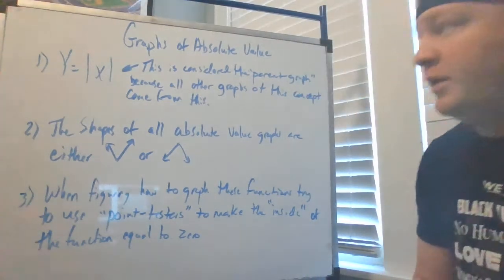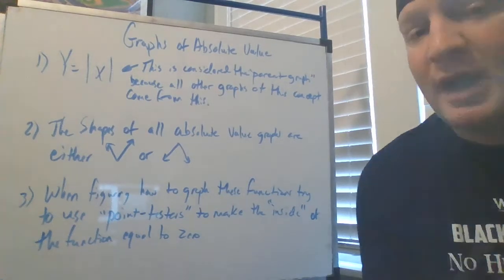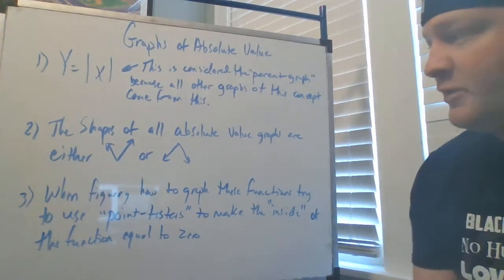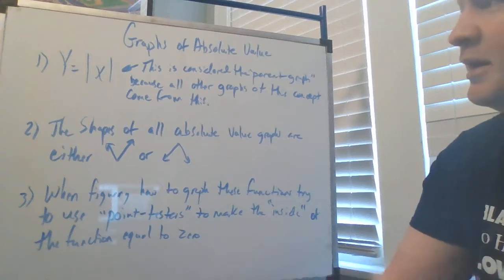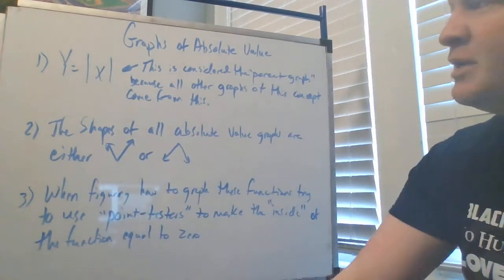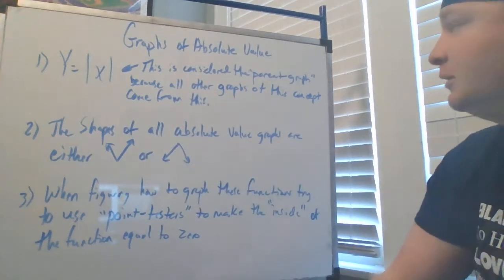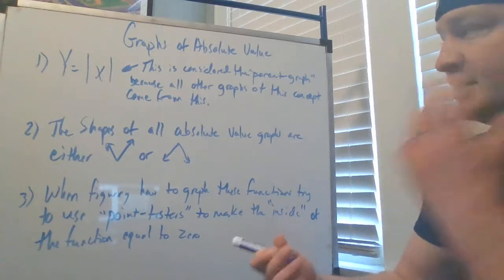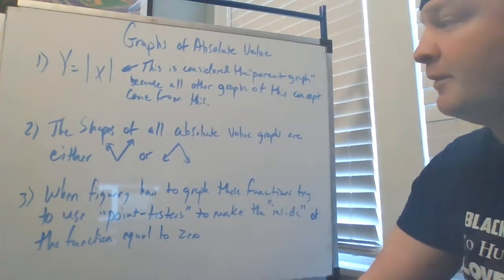So today we're going to do the second day of absolute value functions, but today we're doing a little more complicated stuff, which is graphing absolute value functions. So pause me whenever you want, copy this down, these are good notes, and I'll explain what this means in just a minute. This first one says y equals the absolute value of x. This is considered the parent function, or the parent graph, because all the other graphs that we make inside this concept come from this exact thing. I'll show you what I mean in just a minute.